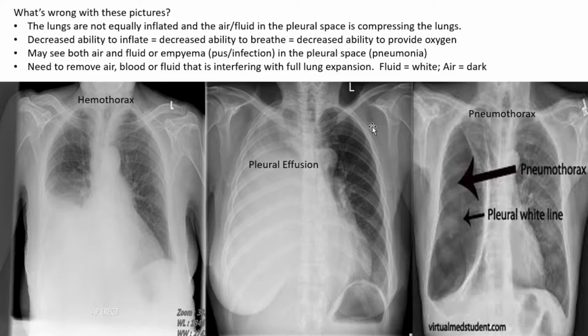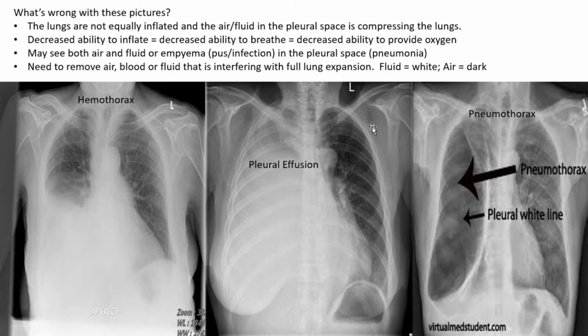What's wrong with these pictures? The lungs are not equally inflated, and the air or fluid in the pleural space is compressing the lungs. With the decreased ability to inflate the lungs, there's a decreased ability to breathe, and therefore a decreased ability to provide oxygen to the body. You may see both air and fluid, or an empyema, which means pus or infection in the pleural space.